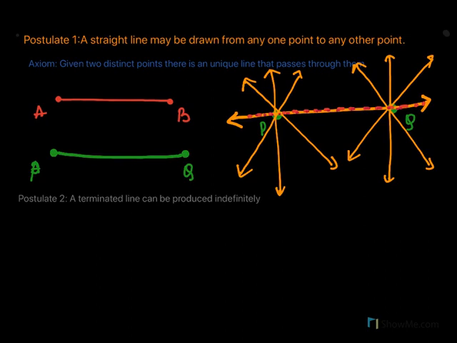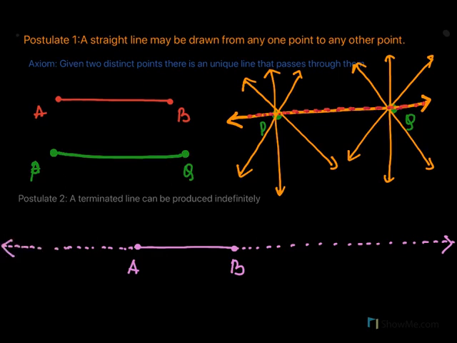Now for postulate 3, they said a terminated line can be produced indefinitely. So I have a terminated line. I have a point A and a point B, and they're terminated, and here is a line segment. Now you definitely agree this line can be extended indefinitely on this side, it goes on and on, and it can be indefinitely extended on either side. So this is what it's saying: a terminated line can be produced indefinitely on either side.